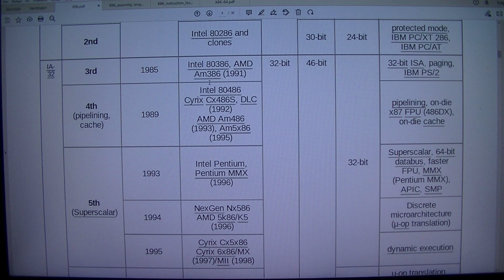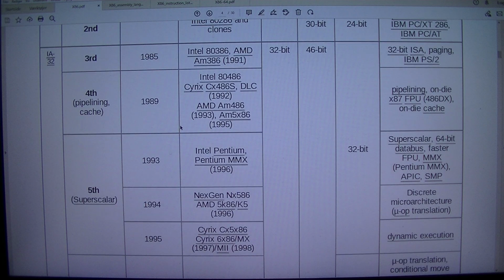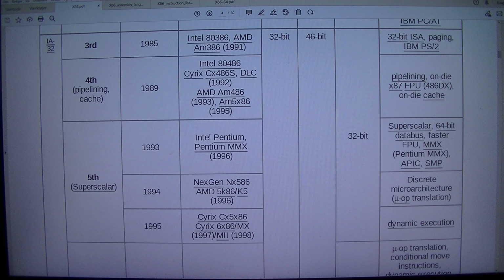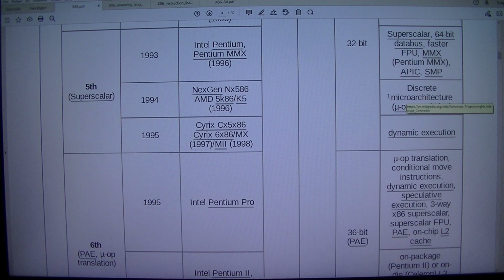Intel 80386, AMD Am386, 1991. 32-bit, 32-bit ISA, paging, IBM PS/2, 1989. Intel 80486, Cyrix Cx486S/DLC, 1992, AMD Am486, 1993, Am5x86, 1995. Pipelining, cache, on-die x87 FPU, 486DX, on-die cache. Fifth generation: superscalar, 1993 Intel Pentium, MMX, 1996. Superscalar, 64-bit databus, faster FPU, MMX, Pentium MMX, APIC, SMP, 1994 NexGen Nx586.